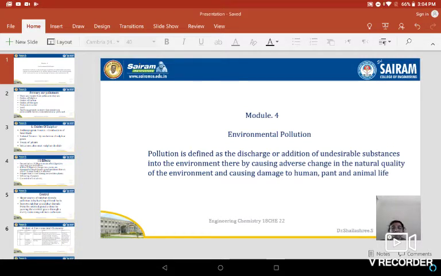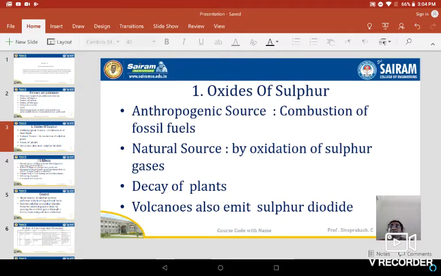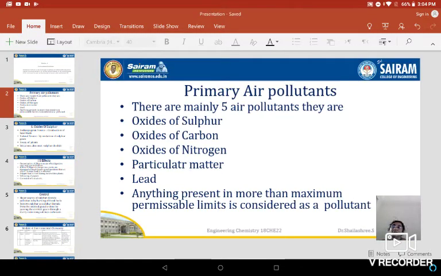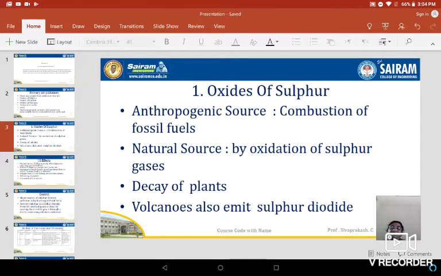And coming to the primary air pollutants, as said just now, there are mainly five: oxides of sulfur, oxides of carbon, oxides of nitrogen, particulate matter, lead, etc. Anything present in more than maximum permissible limits is considered a pollutant. Let's start with the first one, oxides of sulfur. How does sulfur enter into the atmosphere?